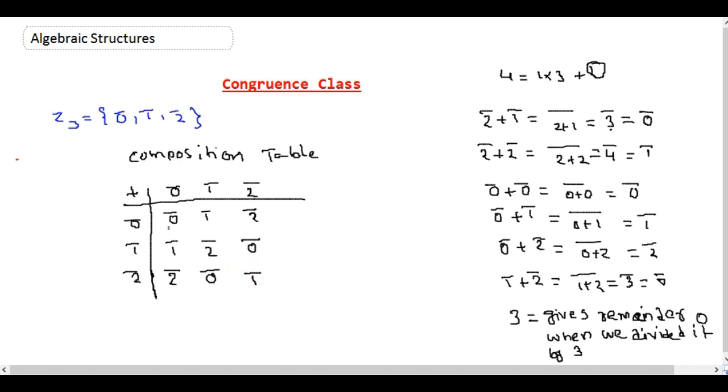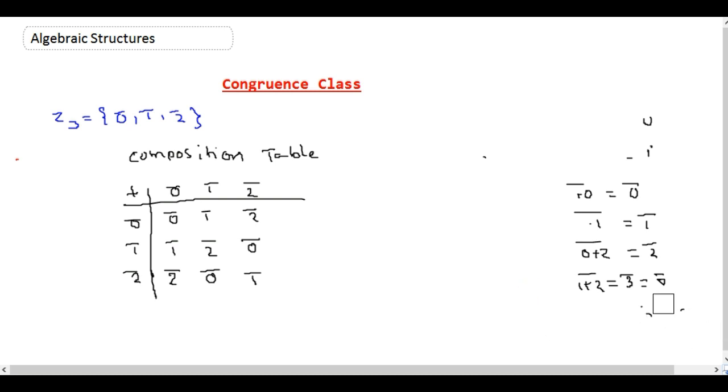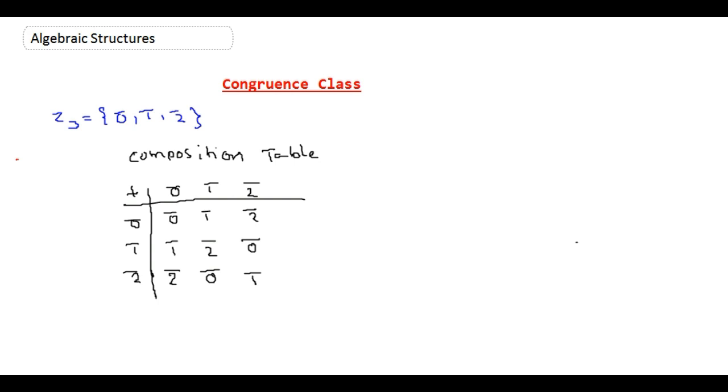You can see that after composition all values 0 bar, 1 bar and 2 bar are from the set J3. So this composition is a binary composition. Let me erase all this part and write down that addition is a binary composition on the set J3. Why? Because after addition, all elements we get are from the set J3. So plus is a binary composition on J3.